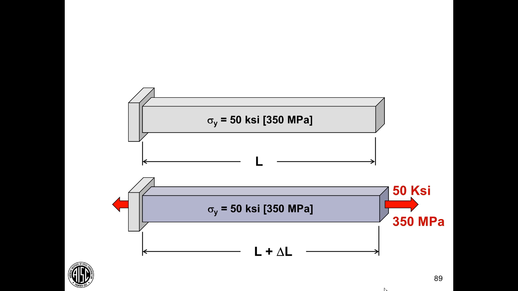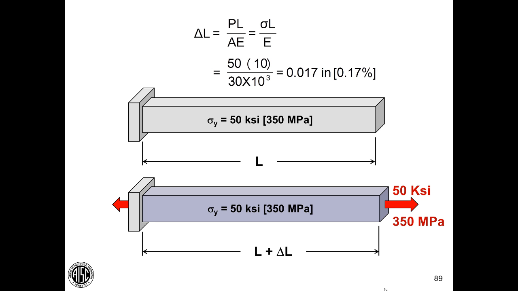And I could calculate that, and when I have a 10-inch long bar, 50 KSI steel, and I load it up to the yield point, it elongates 0.017 inch. And so for a 10-inch bar, it turns out to be 0.17%.